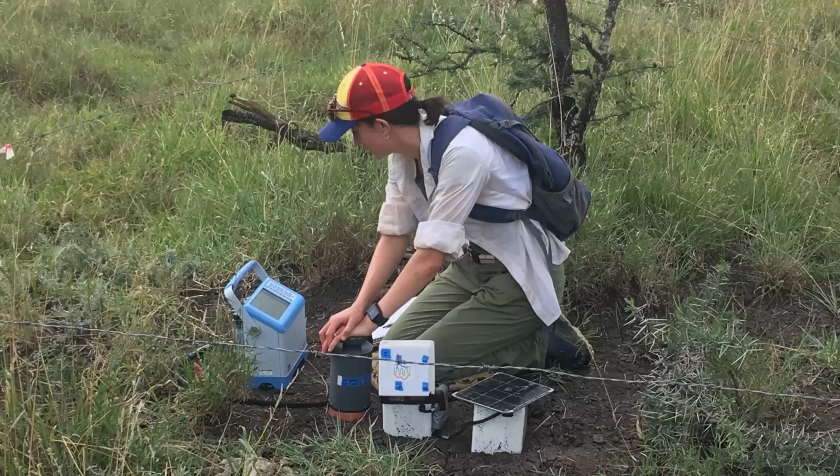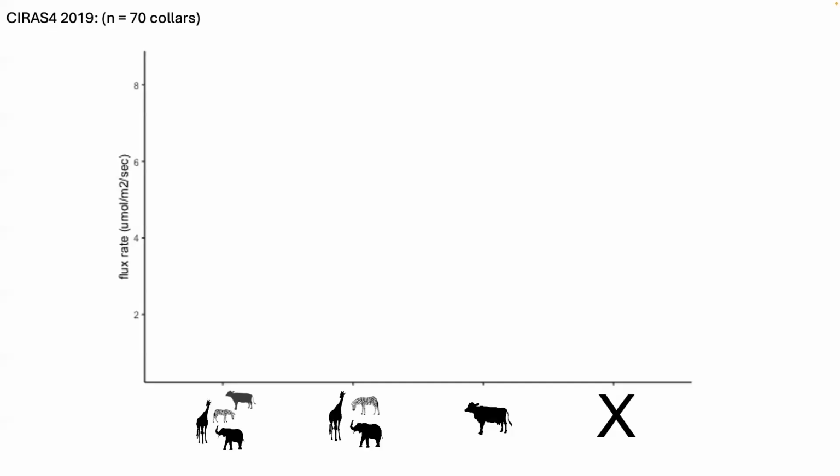So this is what that looks like in practice, placing a chamber on a pre-planted collar such that it creates a sealed volume on the soil surface and monitoring the increase in carbon dioxide concentration inside that chamber over the course of a few minutes. So here are some results from some of that work.